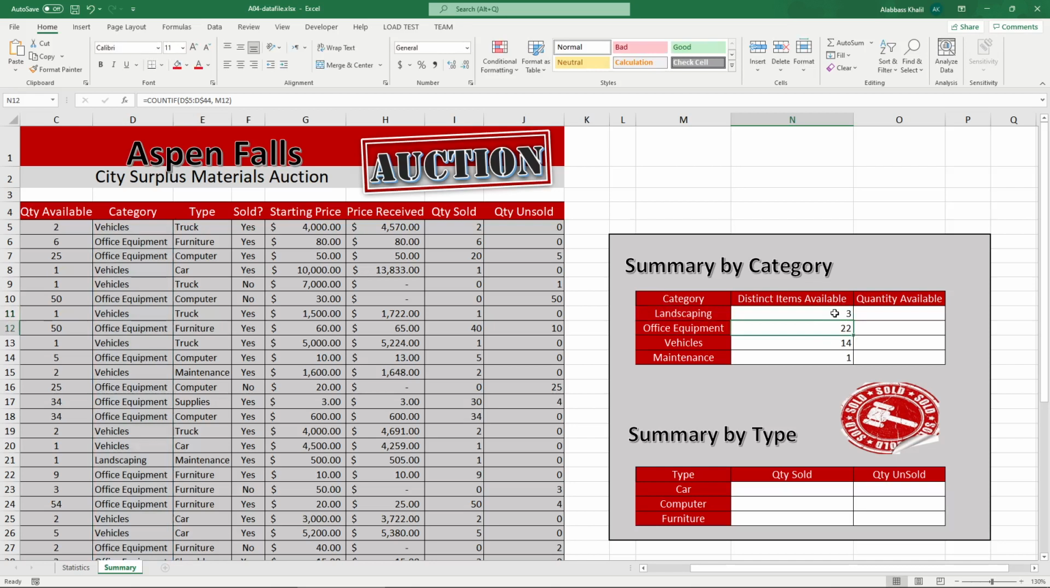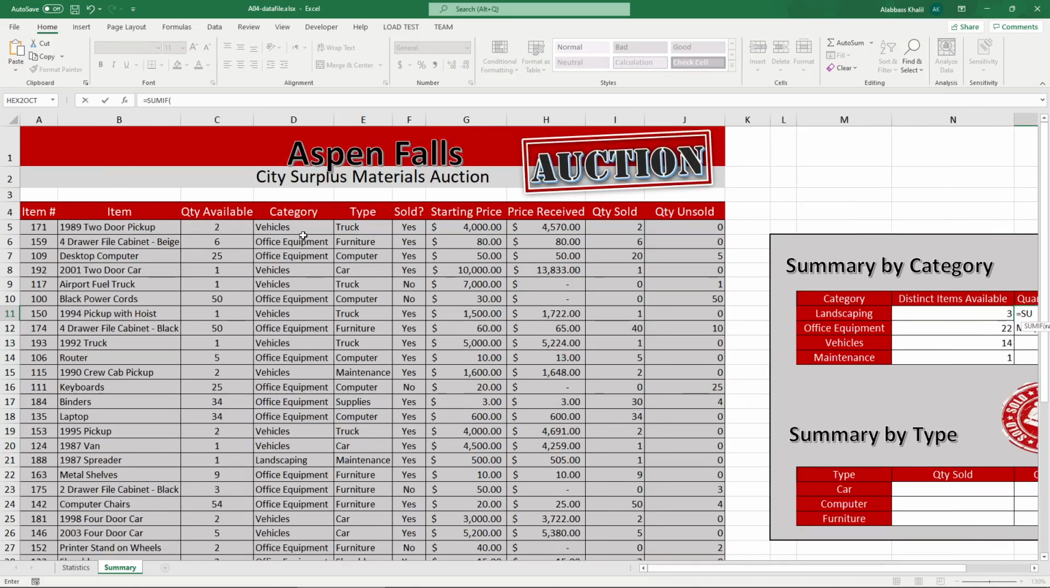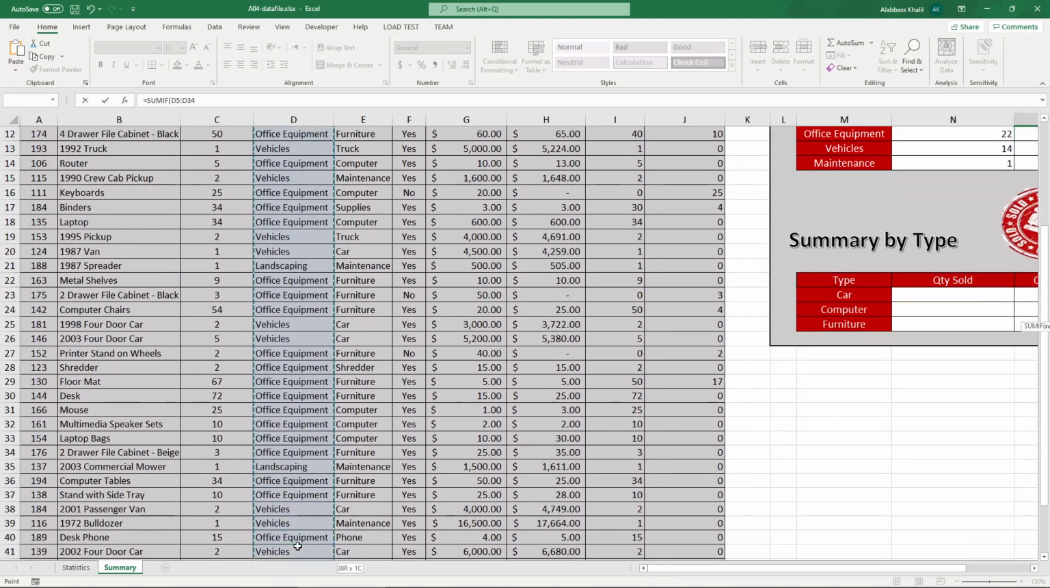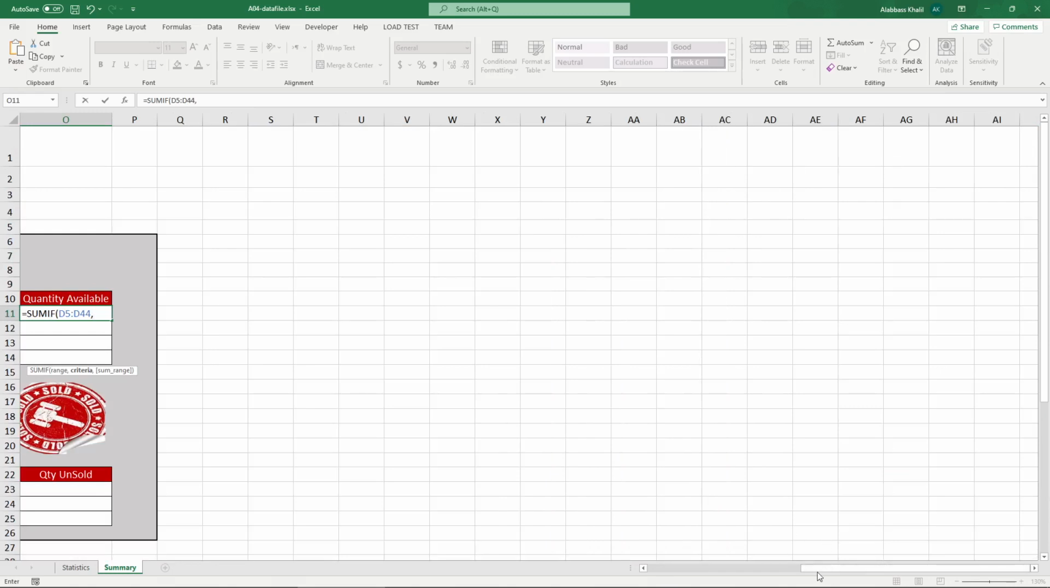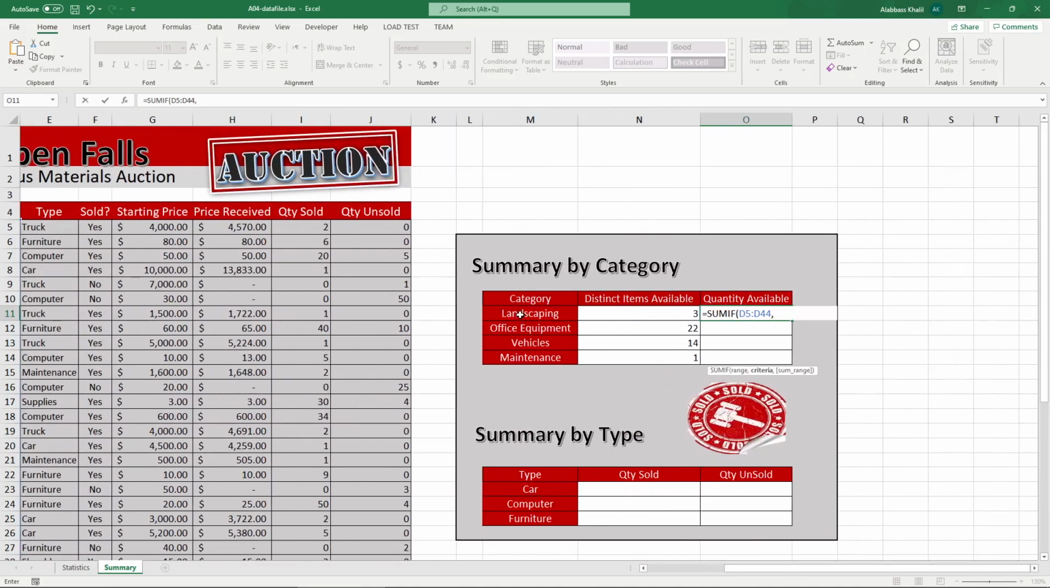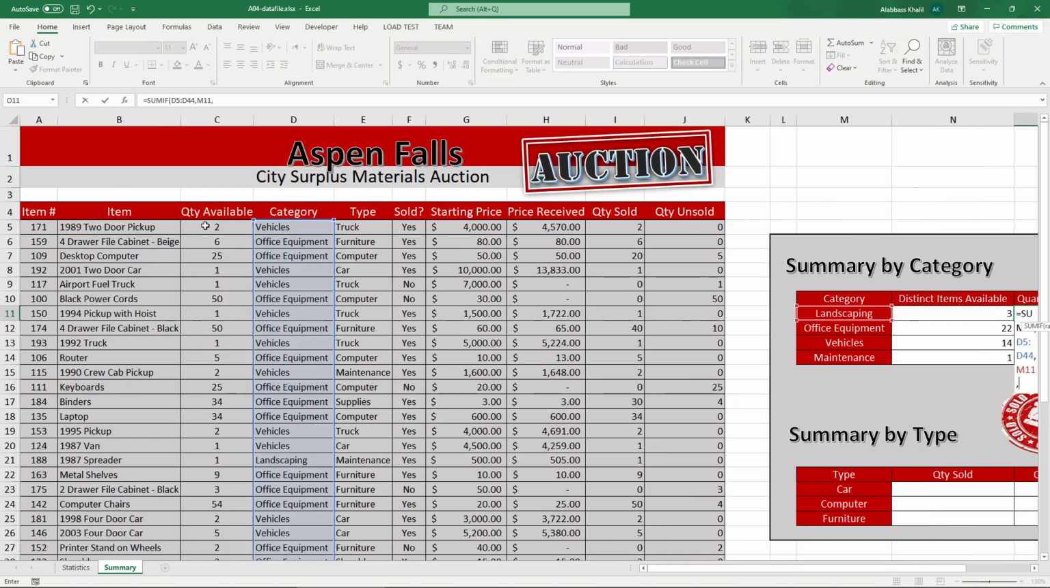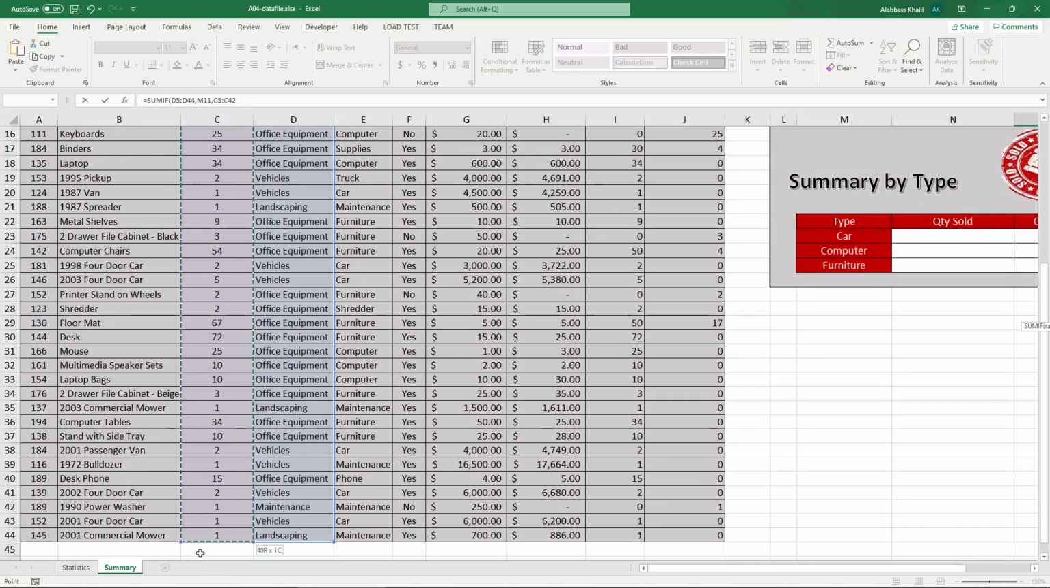Okay, so here are our answers. Okay. For the other part, as we mentioned, we want to sum the quantity available. So again, this is the category is going to be my condition. I'm going to reference it using landscaping. And the sum range, it's not the same range as the criteria, it's going to be the quantity available.